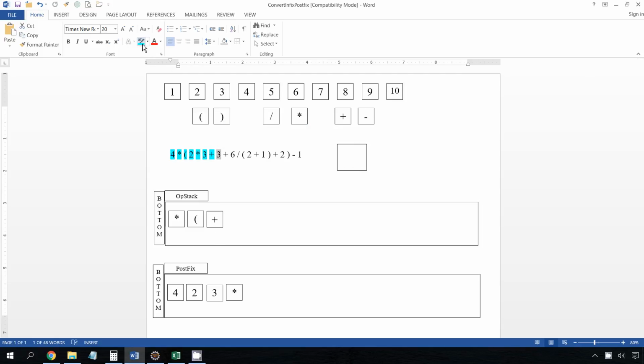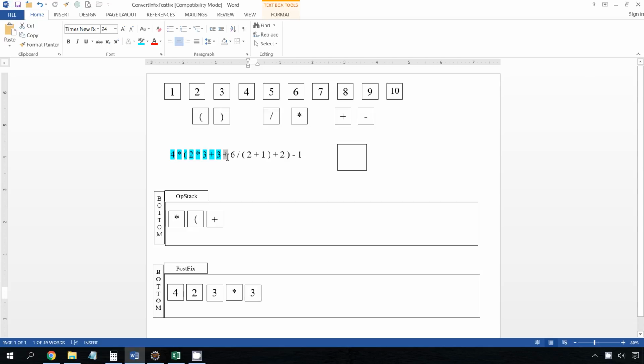Okay, next up is the value 3. 3 is again a value, so it just gets pushed onto postfix. Next up is a plus sign. Plus sign is an operator, so we need to compare it with what's already on the top of our op stack. So what's on the top of our op stack is a plus sign.